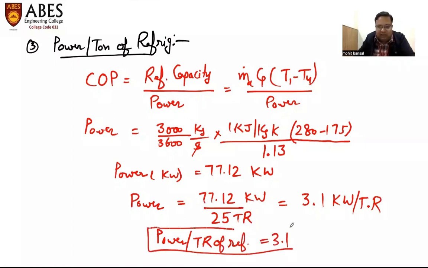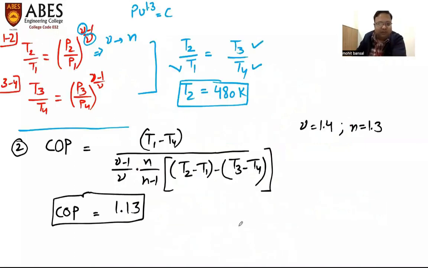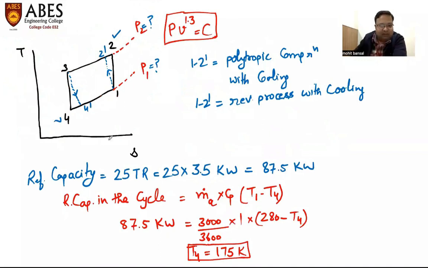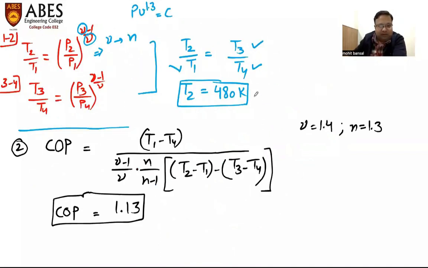So this is the complete answer of this problem, which is based on the Bell-Coleman cycle. We have found the unknown temperature T4, the temperature T2, and the COP of the system. This is the relation which is used in the case of polytropic compression and expansion processes, when both are happening with a polytropic index N. Here the polytropic index was 1.3.